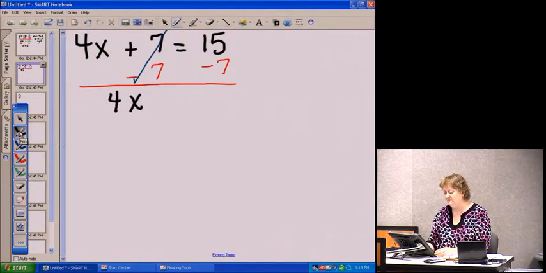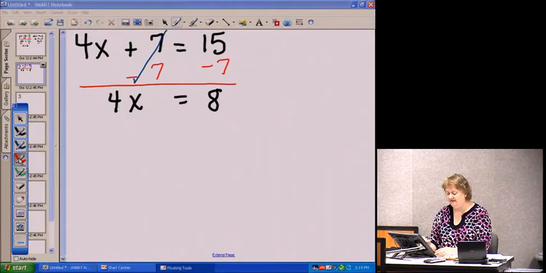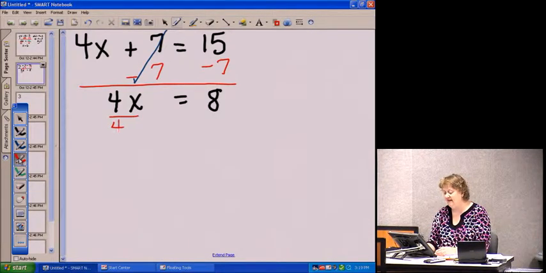The 4x is left on the left. 15 minus 7 gives me 8 on the right. Then I look at what I have left, and what I have left is 4 times x equals 8. So to undo multiplying by 4, I'm going to divide by 4. What I do to one side, I have to do to the other side. 4 divided by 4 cancels out, leaves me the x. 8 divided by 4 gives me 2.